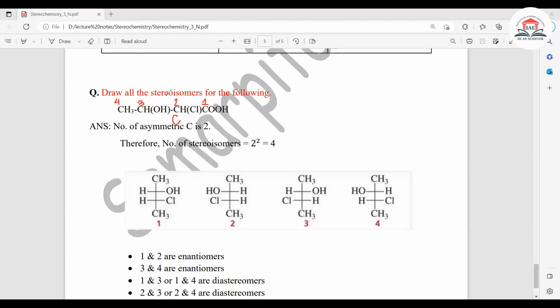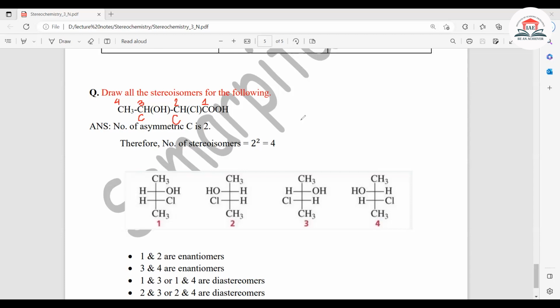C for chiral. Okay. Now, carbon number 3 is also attached to one H, one OH, one methyl group, and the large group. So that means this carbon is also chiral. And carbon number 4 is obviously not chiral, it is evident. So that means this molecule has 2 chiral centers.